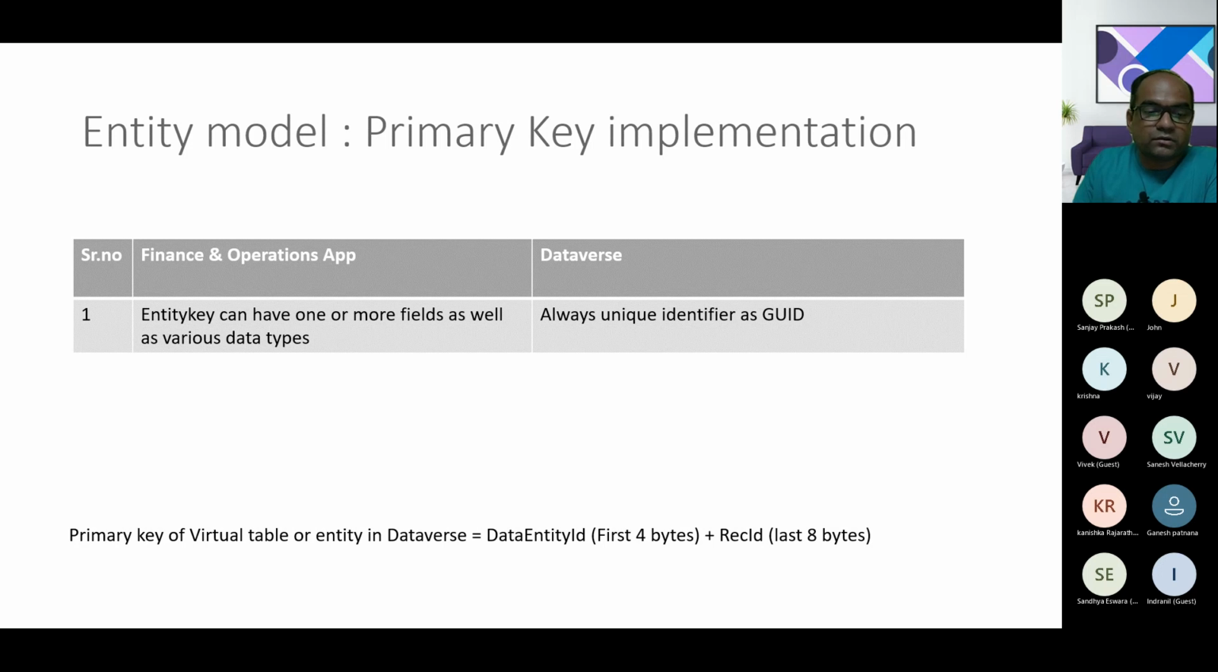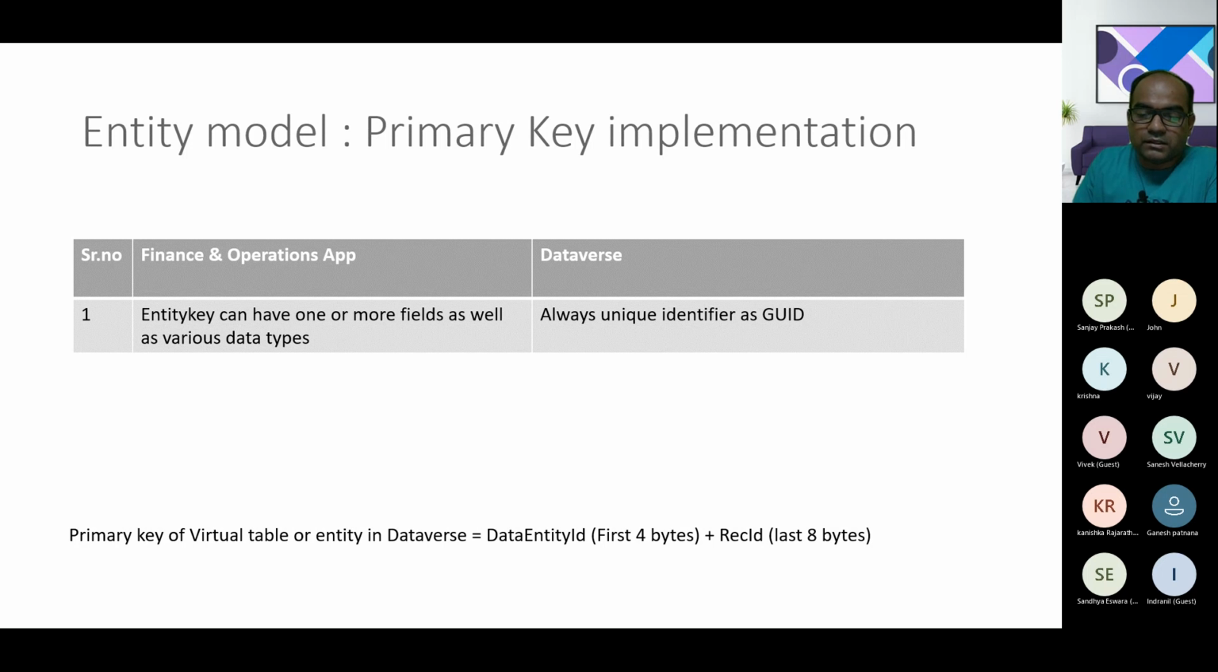So it is very important to understand that when there are one or more fields as part of different data sources or different data types in the finance and operation app, behind the scenes the primary key mechanism for a virtual table or entity in Dataverse works as a combination of the data entity ID as the first 4 bytes plus the RecId of that particular record as the last 8 bytes.